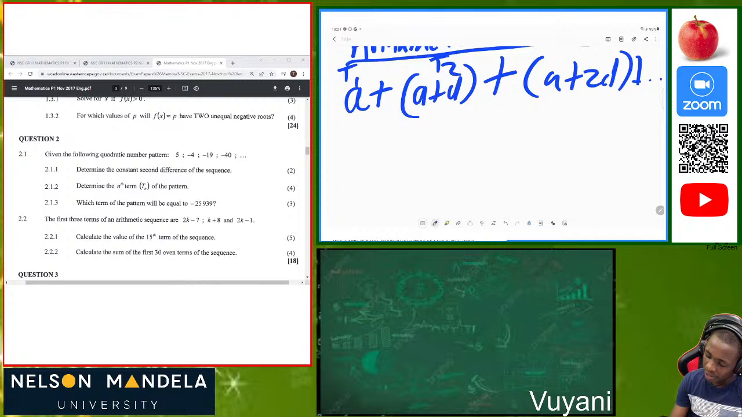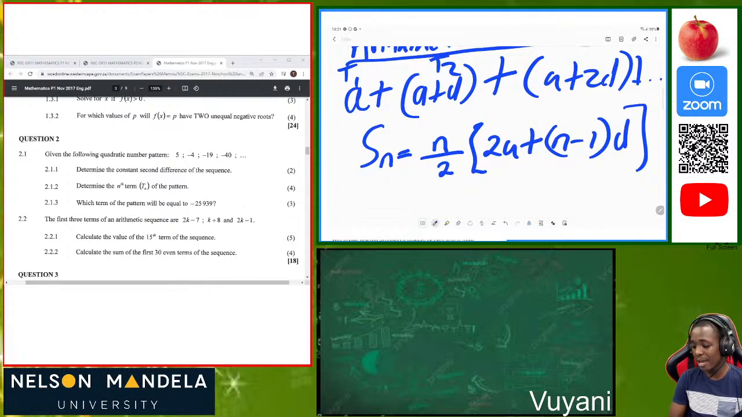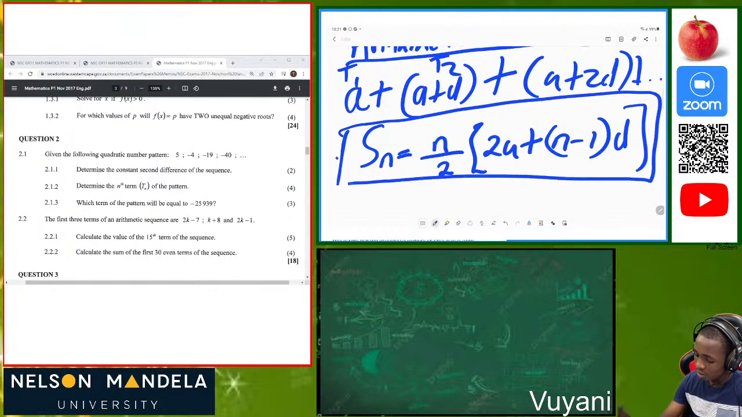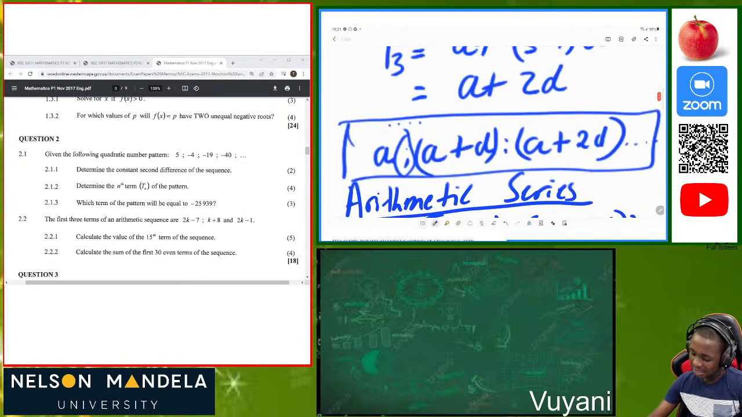So we calculate them by using the formula Sn is equal to n divided by 2 times 2a plus n minus 1 times the constant difference, which is d. Then you'll be able to calculate the sum of terms of your series. Now, that is our arithmetic series.